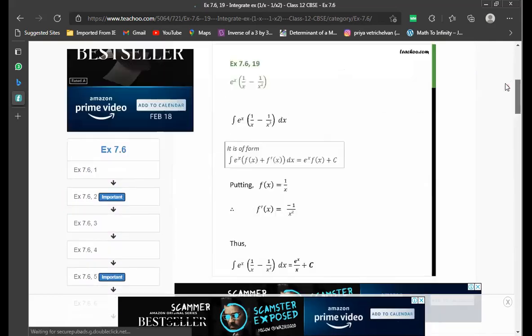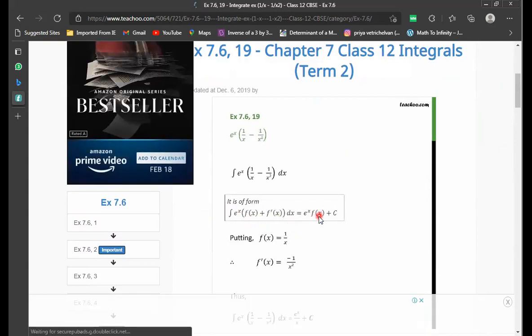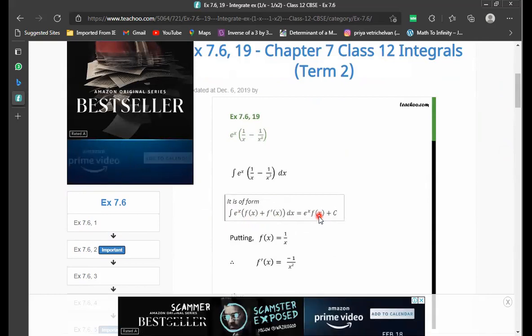Remaining questions are in this form only. So if you find integral e power x into f of x plus f dash of x dx, you just have to write your answer as e power x into f of x plus c. Done.